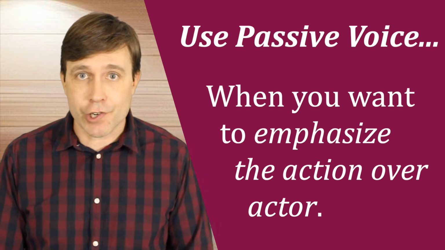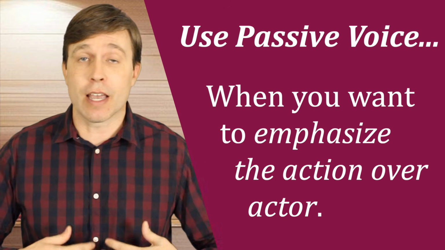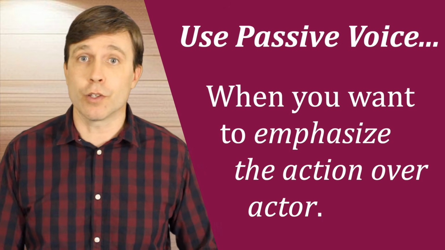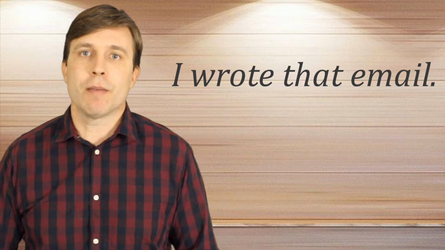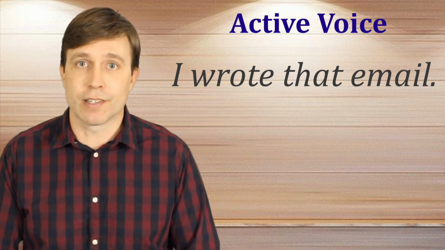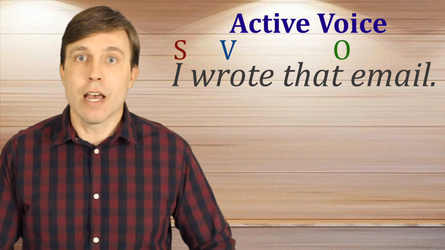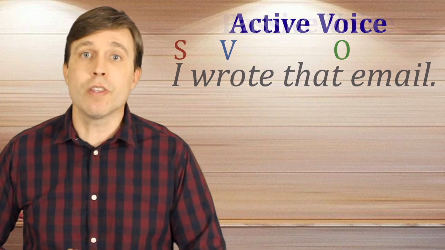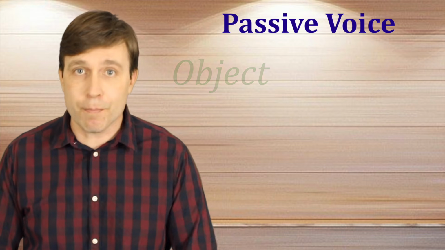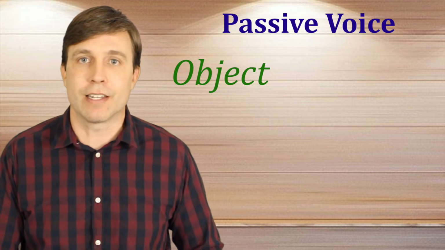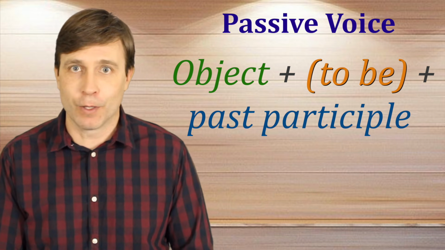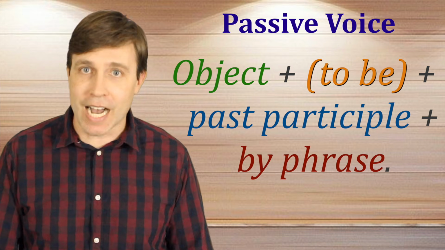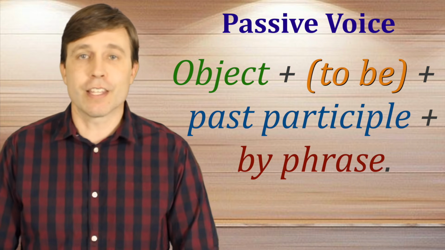So let's begin with the first one, which is when you want to emphasize the action over the actor. This is a great example of when you would want to use the passive voice. So let's take the sentence, I wrote that email. This is an active sentence. Subject, verb, object. Now, if we want to change this to the passive voice, we are going to take the object and move it to the front of the sentence. Then you are going to add the verb to be plus the past participle plus the phrase by and the subject.